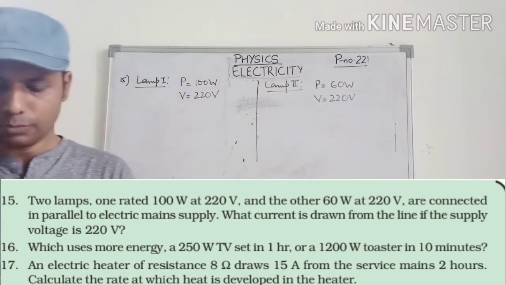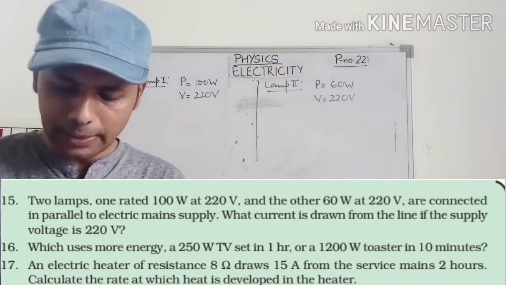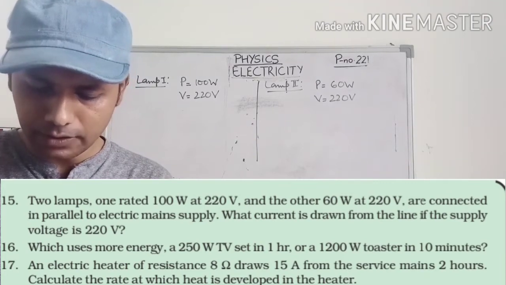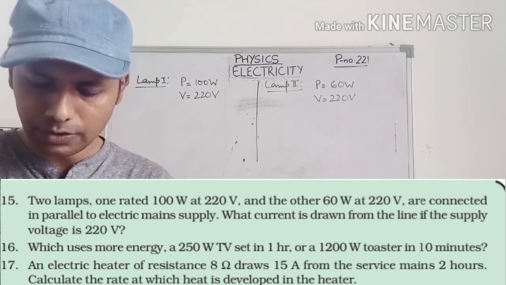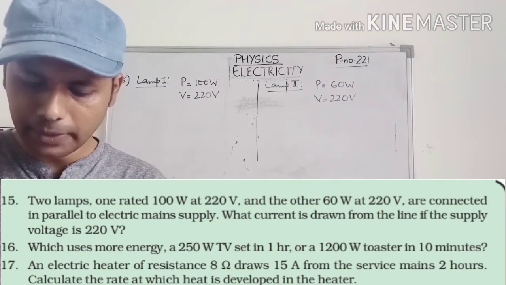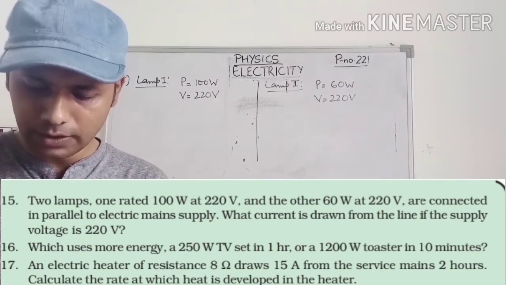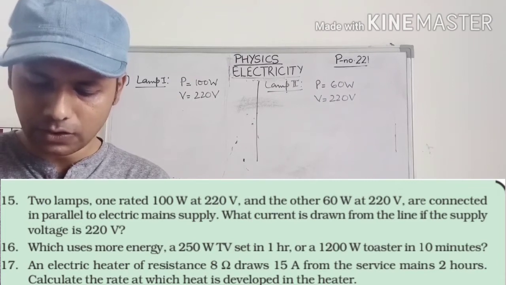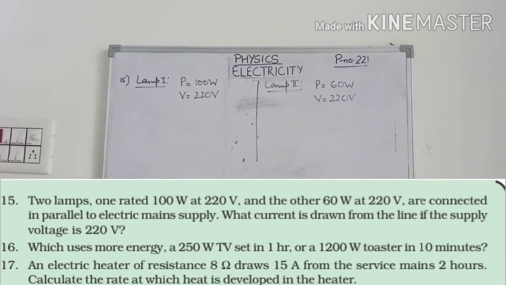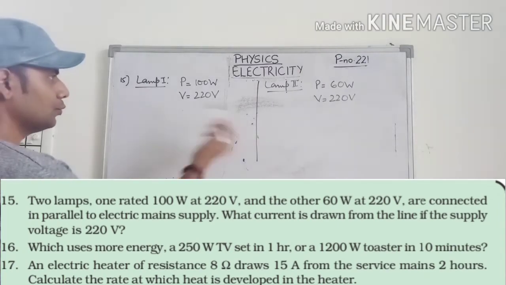Okay, now next question number 15. Two lamps, one rated 100 watt at 220 volts and the other 60 watt at 220 volts are connected in parallel to electric main supply. What current is drawn from the line if the supply voltage is 220 volt? As you can check here, we have got the two lamps.